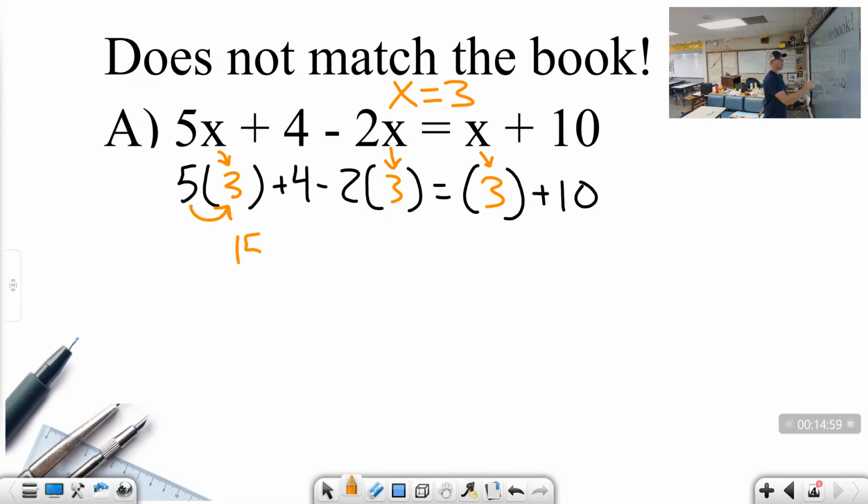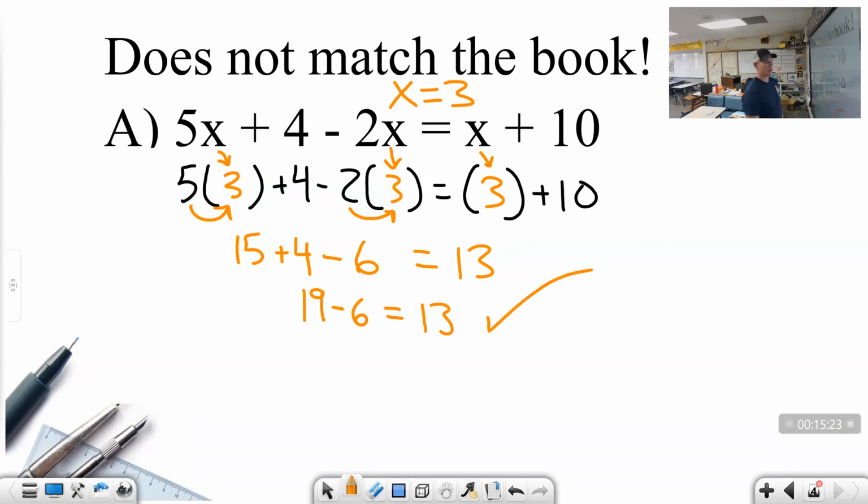5 times 3 is 15. The plus 4 doesn't change. Minus 2 times 3. You've got to follow order of operations. Multiply happens before subtraction. Minus 6 equals 3 plus 10 is 13. Well, let's do the math. 15 plus 4 is 19. Take away 6. Does that equal 13? Yes, it does. This is checking your work.